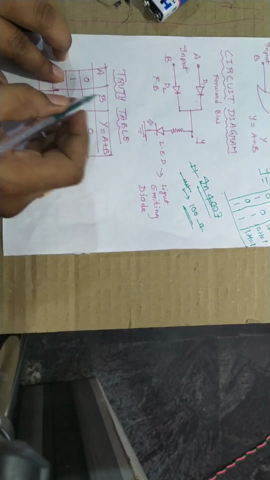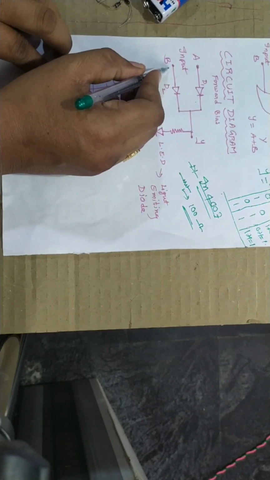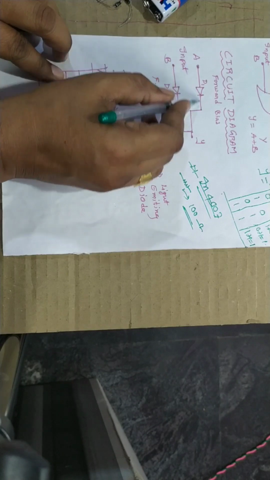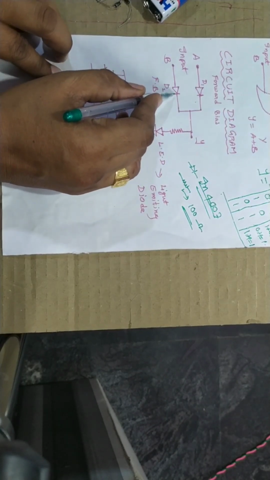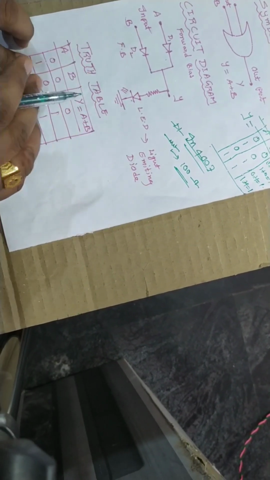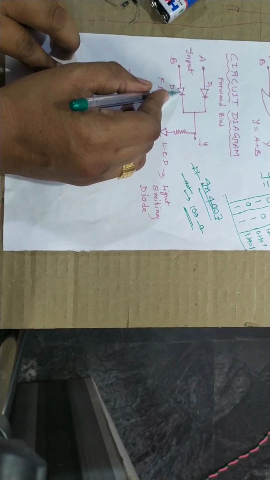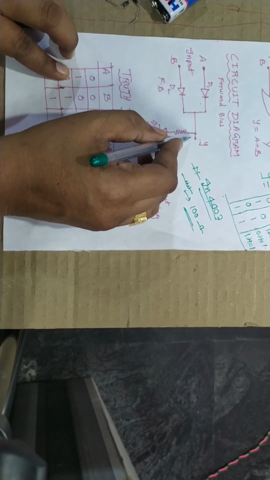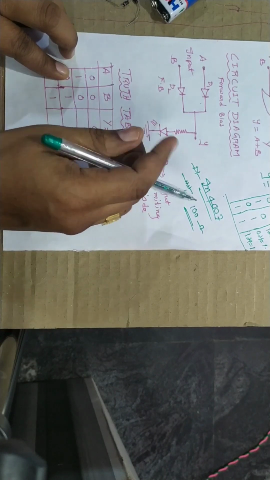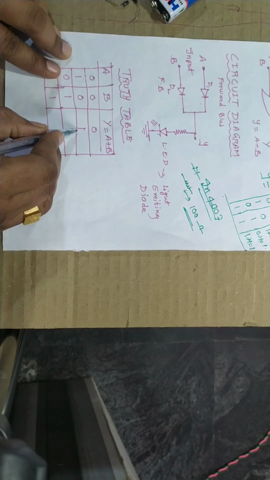Next, A is 1 and B is 0, which means for A we connect the positive terminal and for B the negative terminal. So current passes here. This diode is short circuited. The other diode acts as a switch. Switch is off, no current passes through it. The current passes this way and reaches the LED. The LED will glow and the circuit completes. Current is passing, so 1 will come.